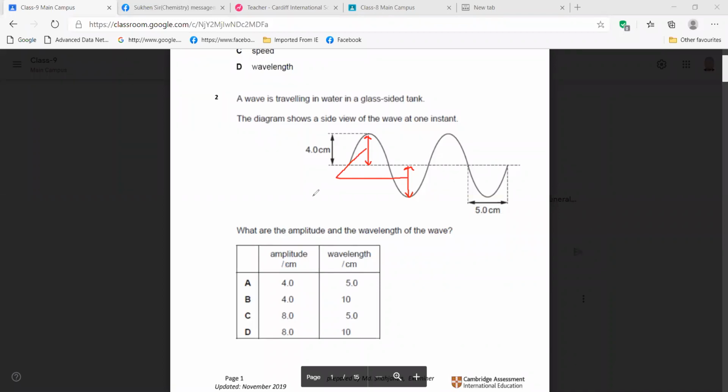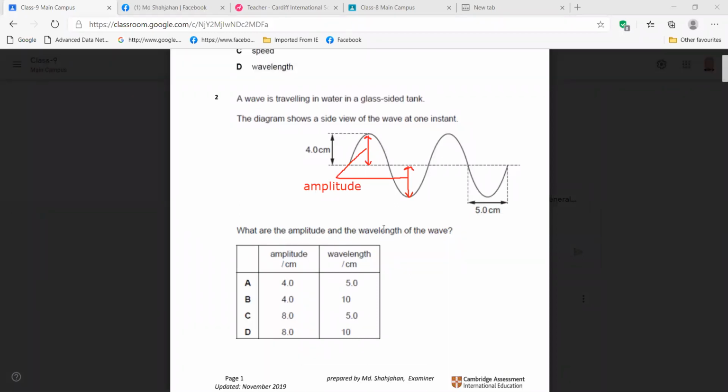Are you drawing? If you are not drawing, tomorrow again you will say, sir, I was not present or I was not taking notes. Now you do. And here we are getting another one.